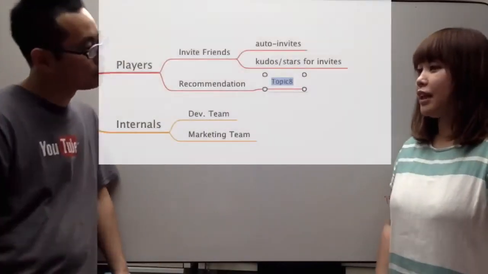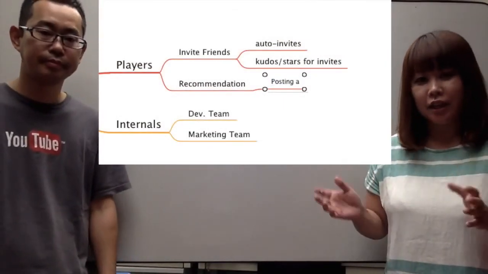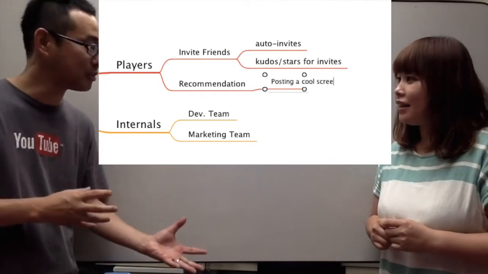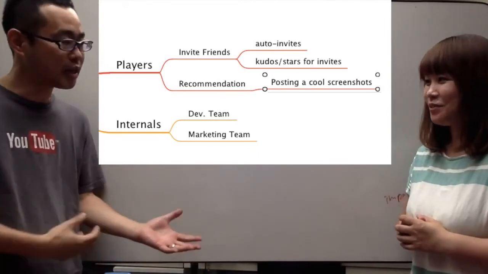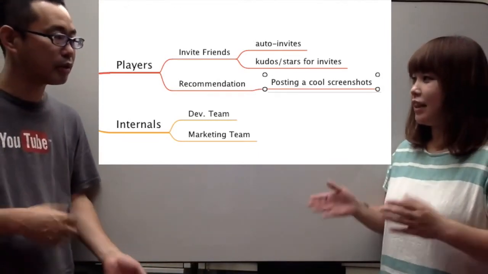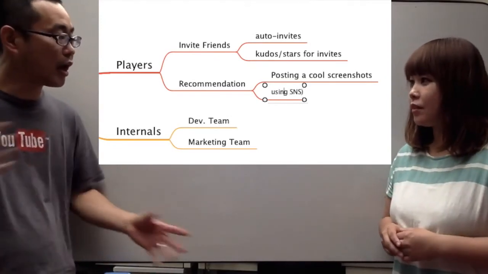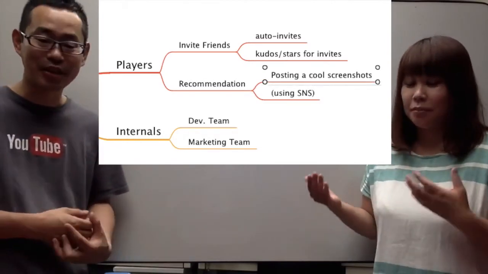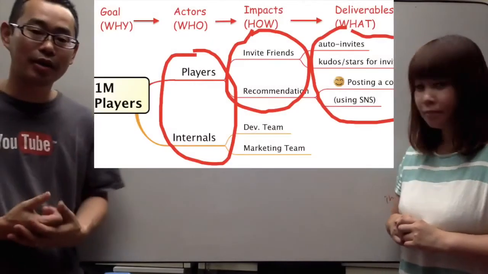Right. Cool. What about recommendation? Recommendation. A nice feature will be posting the screenshot of the game when they clear the stage. Oh, the awesome photos. To the SNS, on the SNS like Facebook or Twitter, automatically, so that other people can see cool pictures. Great. That makes them want to play too. I see. So this would be the impact map.